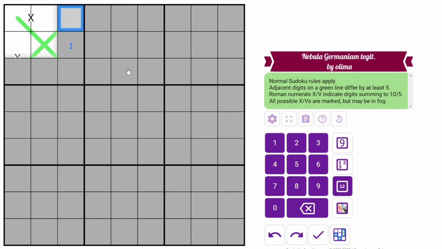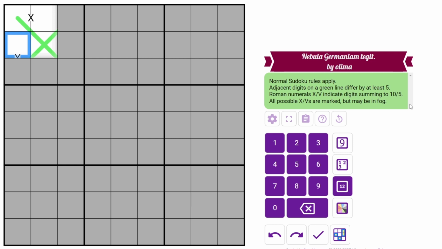All possible X and V are marked, but maybe in fog. This is called the negative constraint. That means if X and V are not visible, those digits will not sum to 10 or 5. So, if you see that there is no X and neither any V between these two digits, then if one of these is 2, the other could neither be 3 nor 8. This could be anything, but cannot be 3 or 8. So, those are the rules.